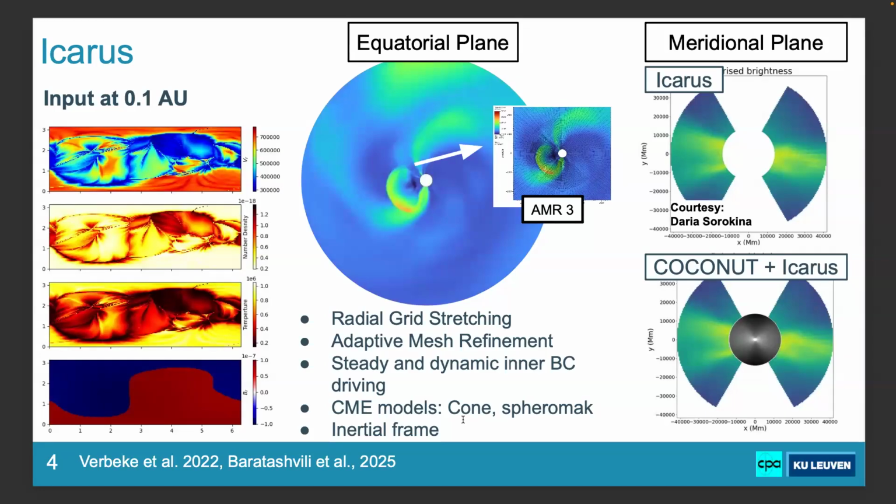And then preparing for the PUNCH launch and this meeting, we have done the first attempt to generate the white light, synthetic white light image from Icarus, which you can see on the right top panel. And in the bottom, we combined the white light image that we can generate from Coconut and then go all the way with the synthetic white light image to Earth with Icarus. Thank you.